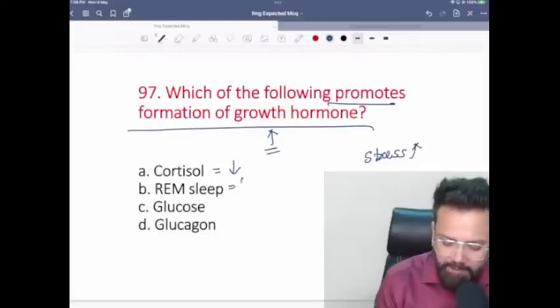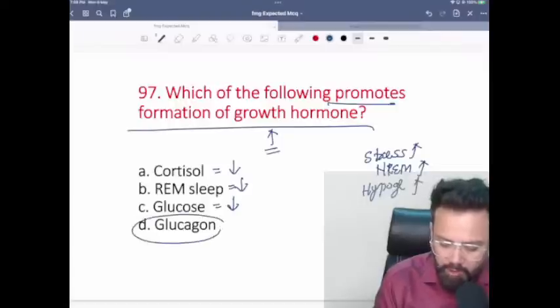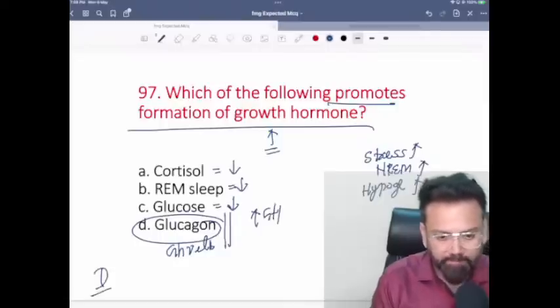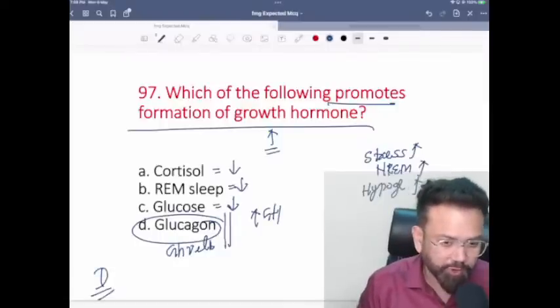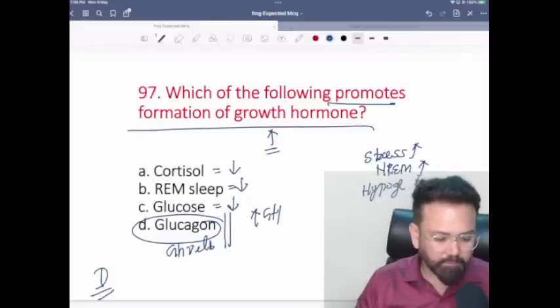REM sleep decreases growth hormone and REM increases growth hormone. Glucose decreases growth hormone. Hypoglycemia increases growth hormone. Glucagon and ghrelin hormone, these are the 2 hormones that promote growth hormone. Answer will be D. Every year they ask this question.